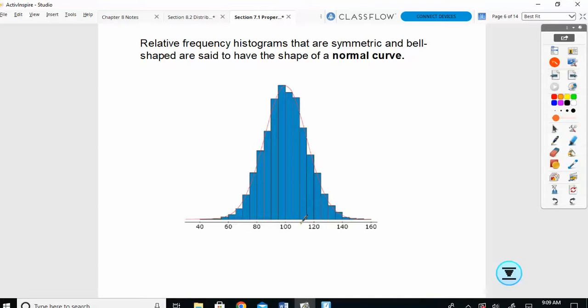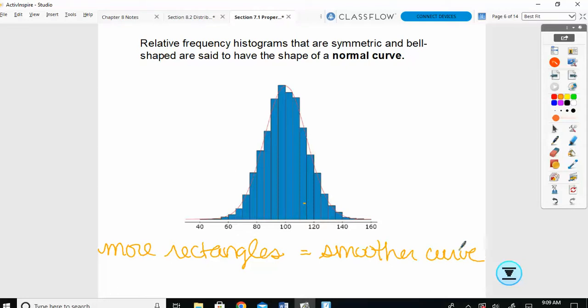Bell-shaped or symmetric graphs. So it turns out if something is symmetric or bell-shaped, it has a normal curve to it, or we can use the normal distribution. And with this, the more rectangles that you divide it into, the better your shape will get. So more rectangles will give us a smoother curve. So we'll find that the more data we have, the more likely it will be to turn out to be a normal distribution.